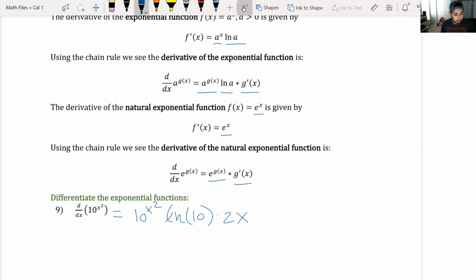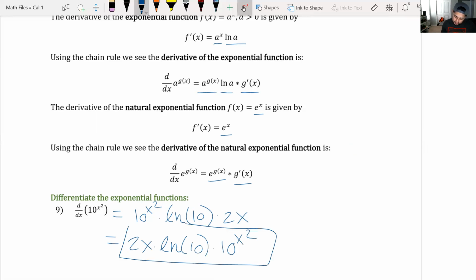There's no way to make it pretty. If you wanted, you could rewrite it as 2x natural log 10 times 10 to the x squared, but it doesn't matter because that's all we can do.